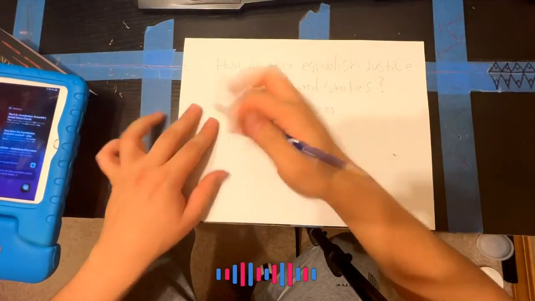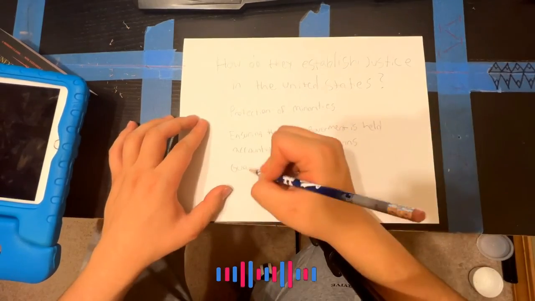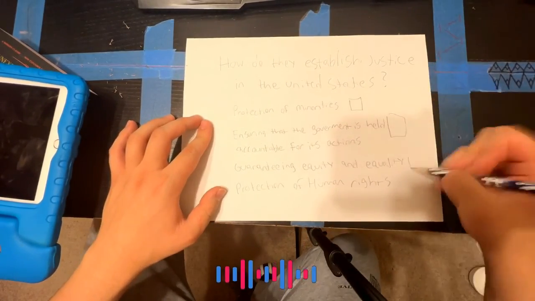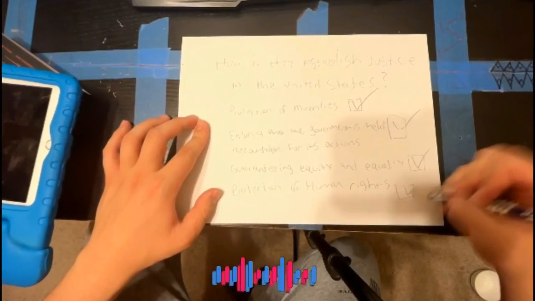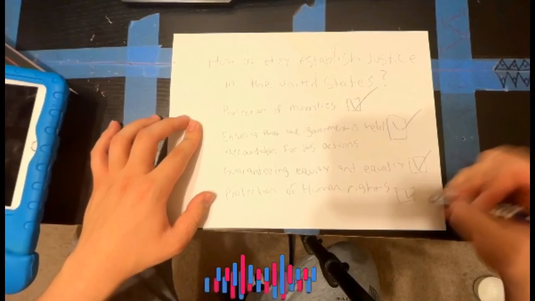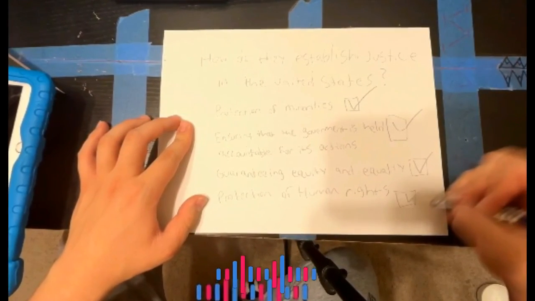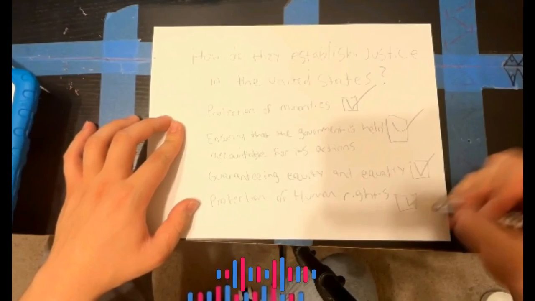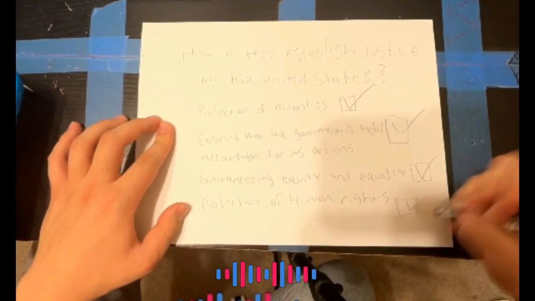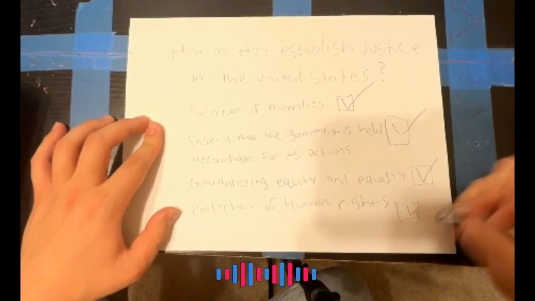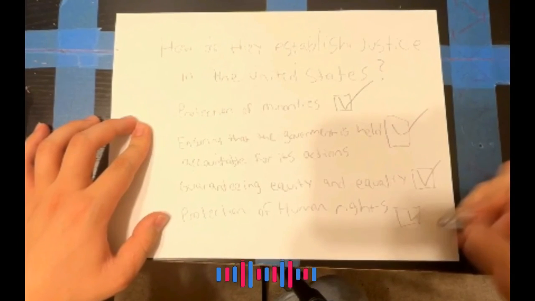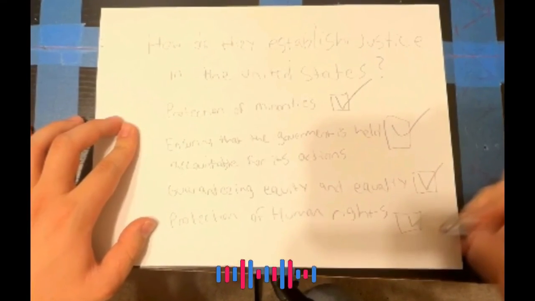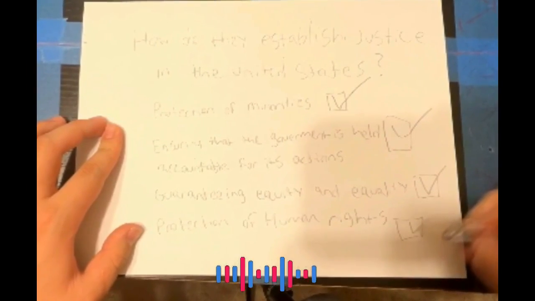How did they establish justice? Well, I'm gonna tell you right now. The first thing that they do is protect underrepresented groups, ensuring that the government is held accountable, guaranteeing equity and equality, and most importantly, being the overbearing protector, human shield of human rights. Now, they have succeeded in all of those four, so that's how they establish justice in the government.